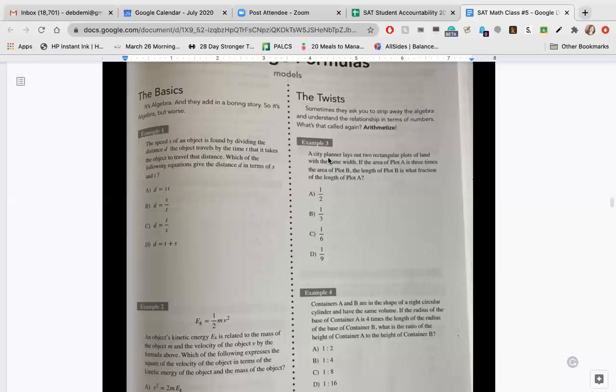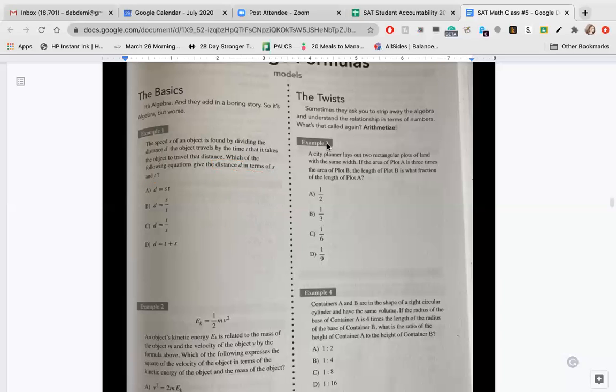All right, hey, this is a really good problem. You guys did great on this one. So the speed of an object is found by dividing the distance by the time. So speed equals distance divided by time, right? And they want to know which of the following equations give distance, that means solve for it, in terms of S and T. When it says in terms of, it means that S and T are going to stay in the answer. So all you have to do is cross multiply, you get distance equals ST. All right, that was an easy one. But you had to go through the words and everything.